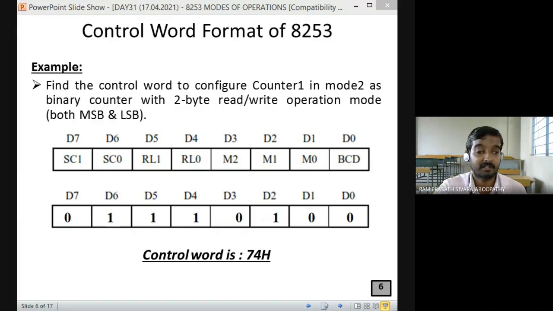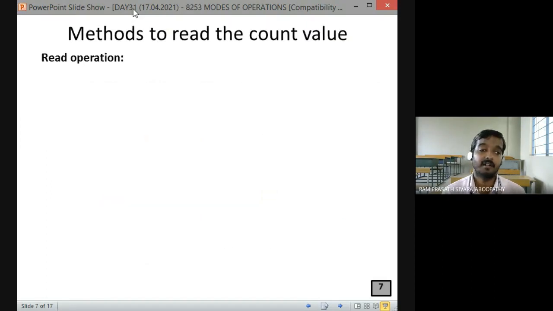Okay, is it clear? Just like how we write the control word in 8255, it is the same way. This control word has to be put in the accumulator, then we have to write it in the corresponding control word register using the appropriate address. Fine, so that's all about the control word and the configuration.